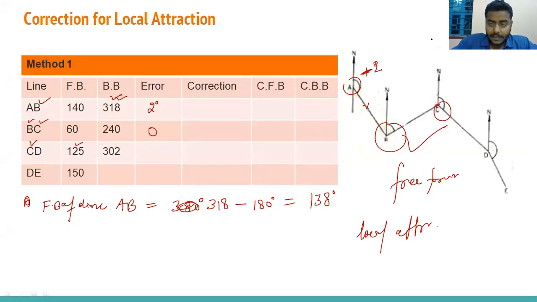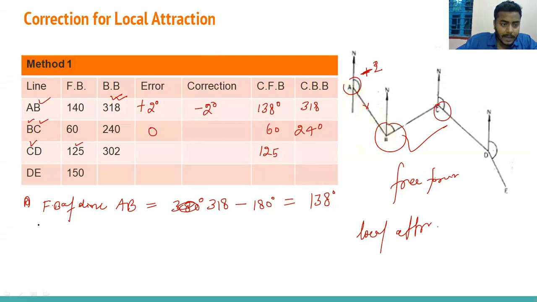So we did right, by using the sign convention. So there is a plus 2 degree error. Correction would be minus 2 degree. Okay, and the corrected fore bearing would be 138 degree. So this is 60, this is 240. This is also corrected, 125 degree. This is less than 180 degree.